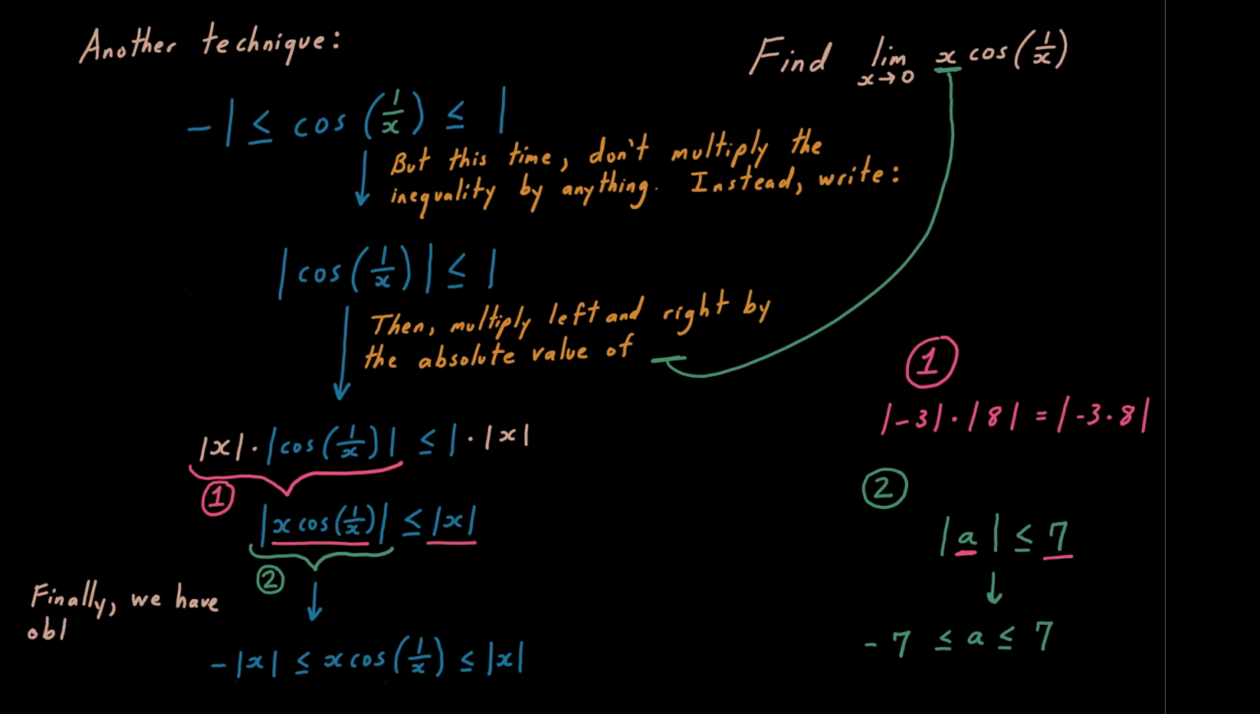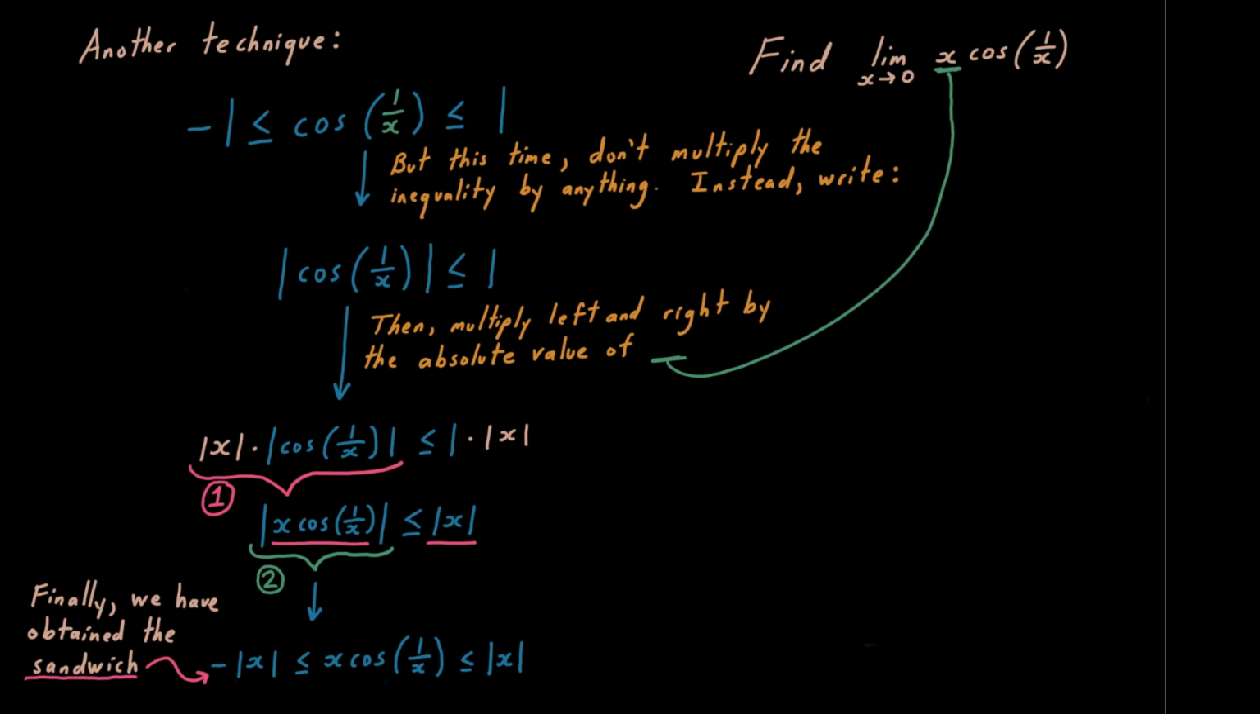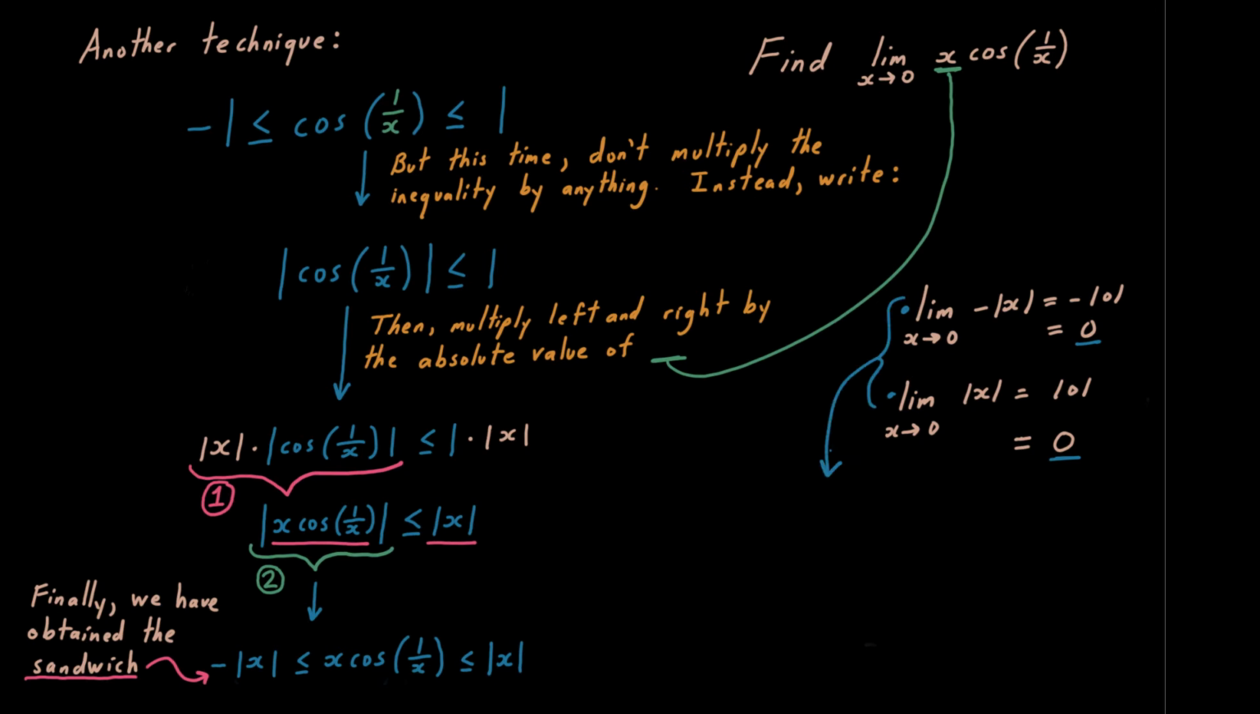And now we have finally obtained our sandwich for this problem. Our middle piece matches the thing we're trying to find the limit of, and we got two nice buns. We got a negative absolute value of x and a positive absolute value of x. I wonder what's going to happen with these guys. Oh, well, let's see. As x approaches 0, for them, they both exist, and they both turn out to be the same thing. Nice continuous v-shaped function, and they both equal 0 as x approaches 0.